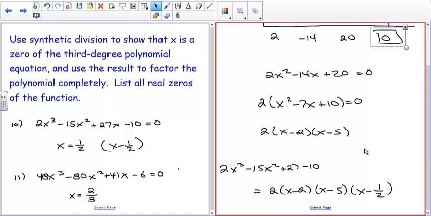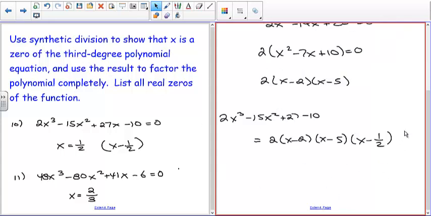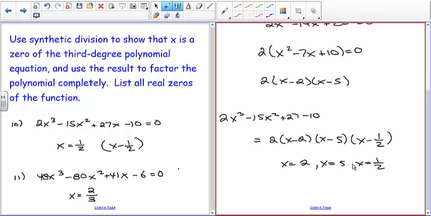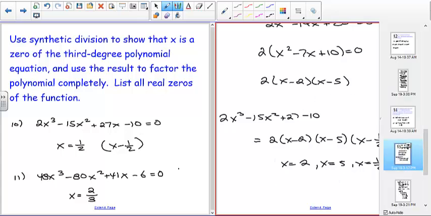So that's the factored form. All the real zeros would be x equals 2, x equals 5, x equals 1/2. So this function is going to intersect the x-axis at these values of x, 3 values of x. Okay, so let's go to the next one.